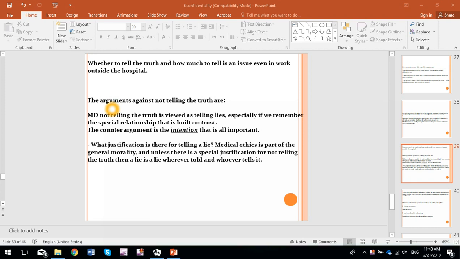Now, their argument against not telling the truth are: physician not telling the truth is viewed as telling lies. This is the ethicists say. If you don't tell the truth, this means you are telling lies. إذا أخفيت الحقيقة أنت بتكذب. Especially if we remember the special relationship that's built on trust. وخاصة إذا ذكرت على عامل الثقة اللي بينك وبين المريض، اللي بيحتم عليك إنك تحكي الحقيقة وما تخفيش، وإذا أخفيتها تعتبر كاذب، وبالتالي أنت ضيعت التراست أو الثقة اللي بينك وبينه.